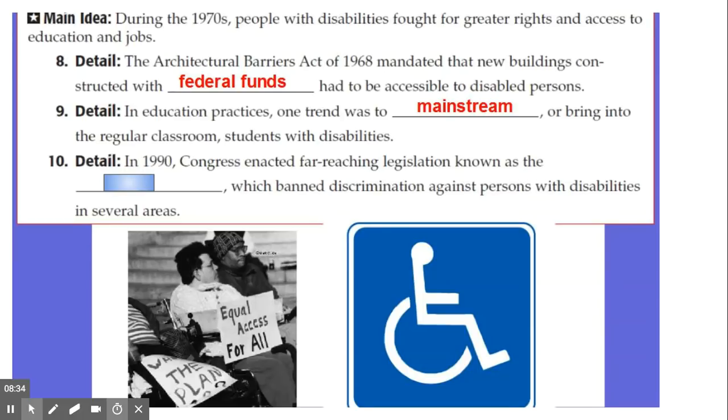And number 10, in 1990, Congress enacted the far-reaching legislation known as the ADA, the Americans with Disabilities Act, which banned discrimination against persons with disabilities in several areas. This means that if there is a qualified applicant for a job and they happen to have a disability, that disability would not be used against that applicant when they are applying for work.